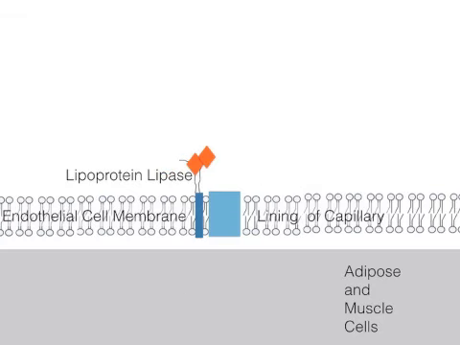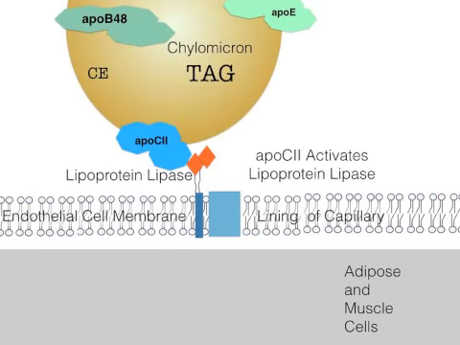Here we see a membrane of an endothelial cell that overlies the adipose and muscle cells. This is a cell that lines a capillary. Now on the surface of the endothelial cell is an enzyme that's called lipoprotein lipase. This is going to be activated by ApoC2 from a chylomicron or from a VLDL. They both have ApoC2, and ApoC2 activates lipoprotein lipase. Triacylglycerols are going to be hydrolyzed through the action of lipoprotein lipase, first to diacylglycerol and a free fatty acid, and then to monoacylglycerol and a fatty acid.